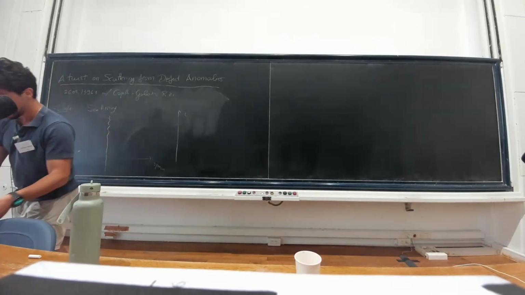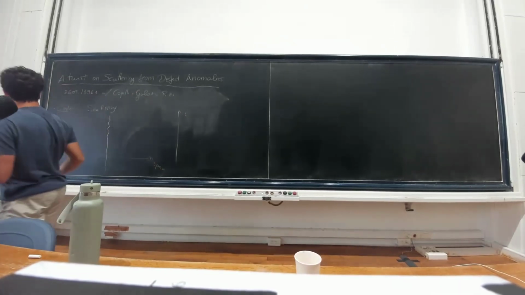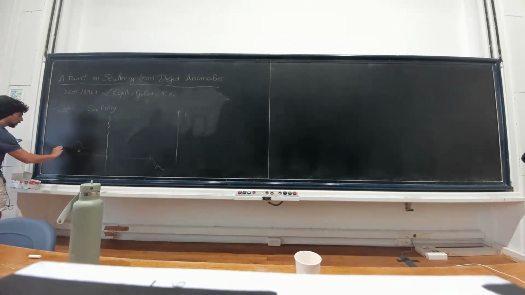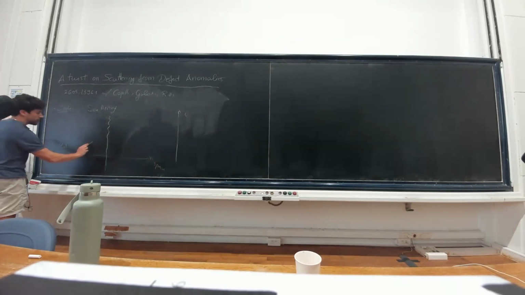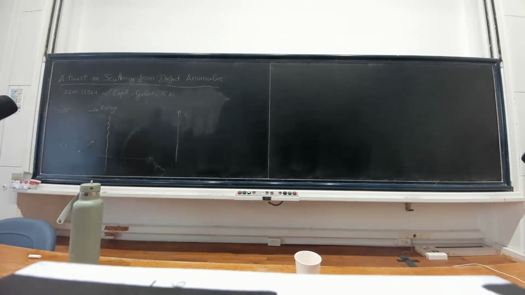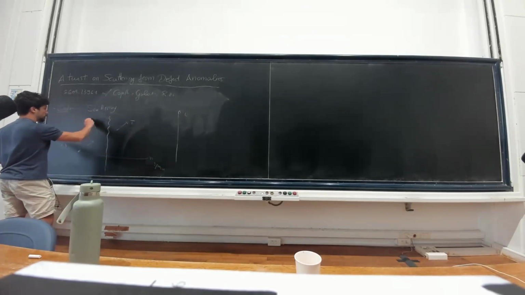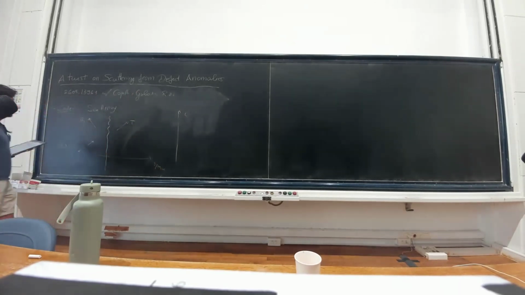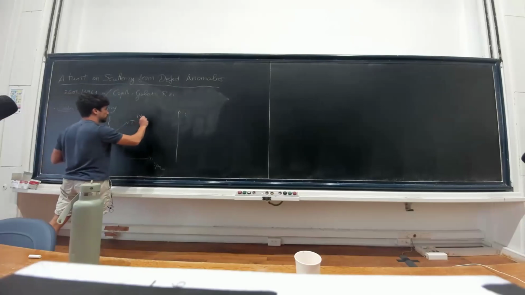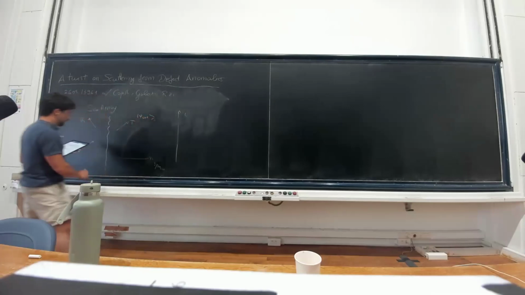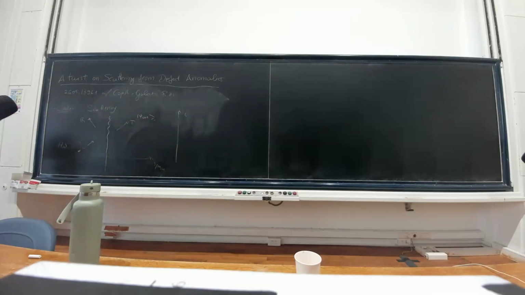Okay. So we have our in state. We scatter our in state, and we ask what is transmitted, what is reflected. So we are looking for the outgoing state. And this heavy object is this picture.